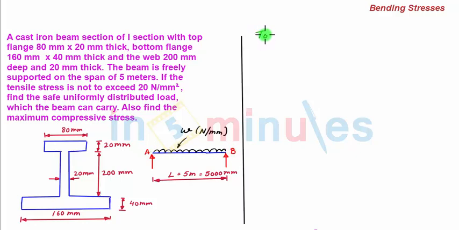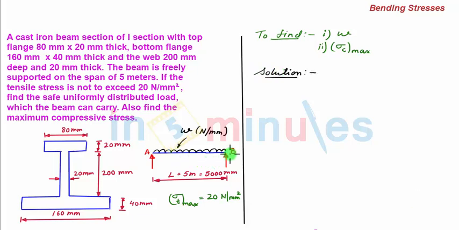So in this problem we have been asked to find first the maximum safe value of uniformly distributed load W in Newton per mm or kilonewton per meter. Second, they have also asked to find out the maximum compressive stress, so we have sigma C max. And they have given the maximum tensile stress as 20 Newton per mm square, so we have sigma T max is equal to 20 Newton per mm square. So let's solve the problem.